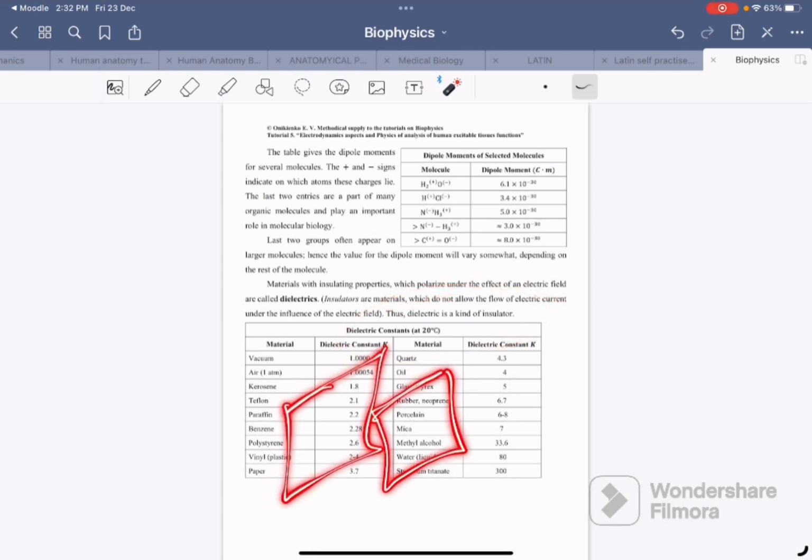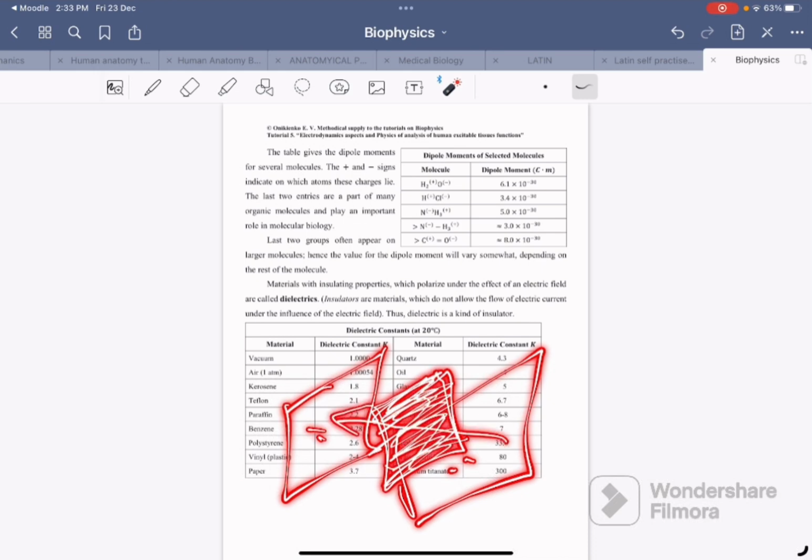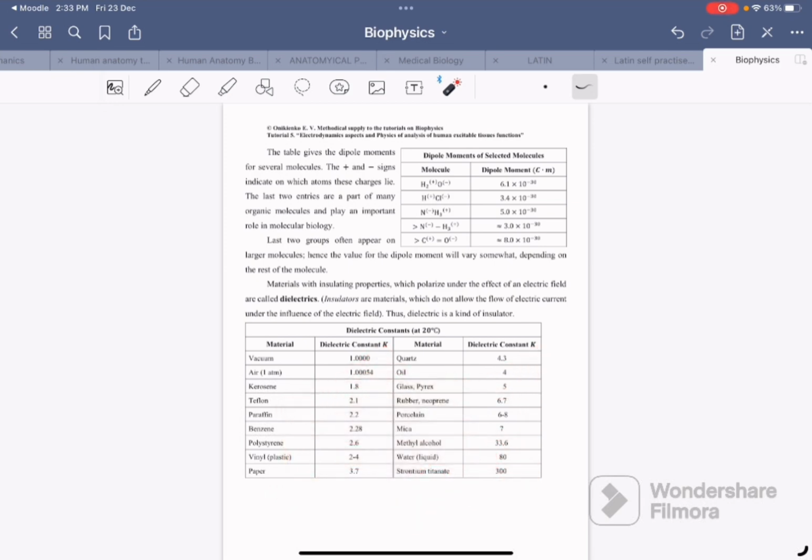You have probably heard of a dielectric before. Suppose these are the two plates of a capacitor. Between them there is a dielectric which doesn't allow the flow of electric field. Those substances are called dielectrics. So a dielectric is a kind of insulator.